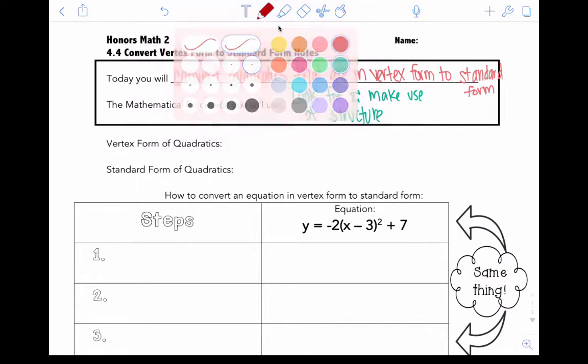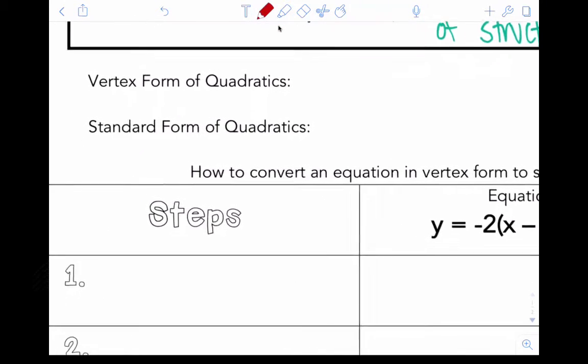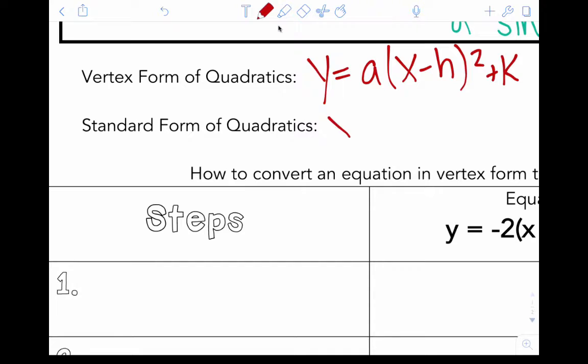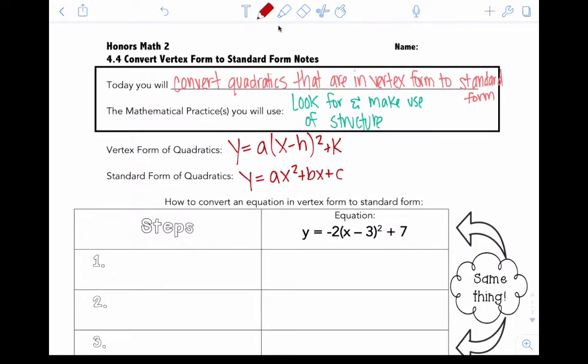So before we do this, let's remember what these forms are. The vertex form is y equals a times the quantity x minus h squared plus k. And then the standard form of quadratics is y equals ax squared plus bx plus c. So to convert these equations that are in vertex form to standard form, we have 3 steps we're going to go through.